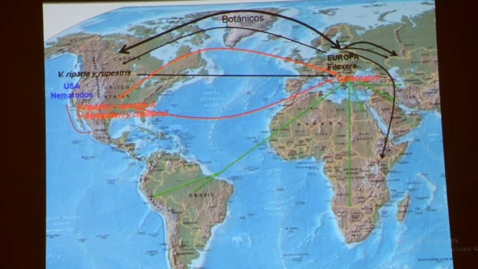So they were developing especially Vitis champini selection resistance to nematodes, and they had a few rootstock, and they took this rootstock to Mexico, and finally we got some rootstock in Chile.